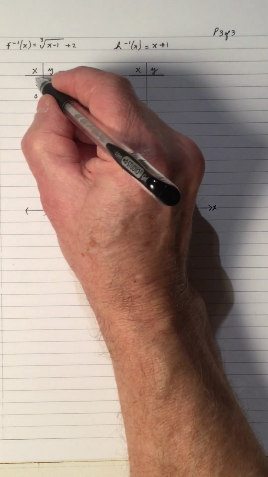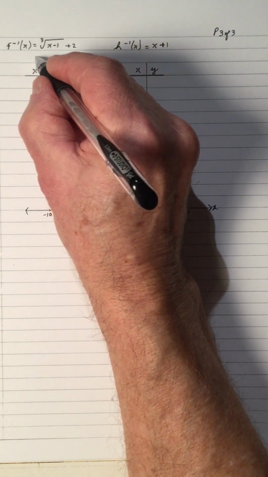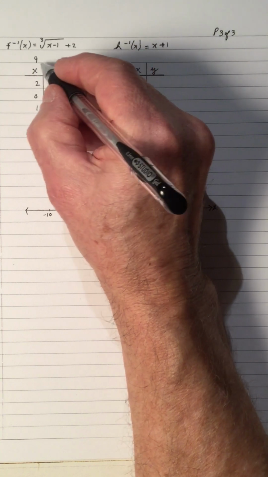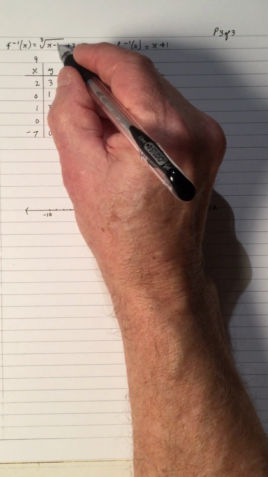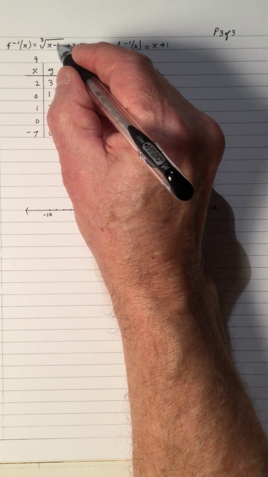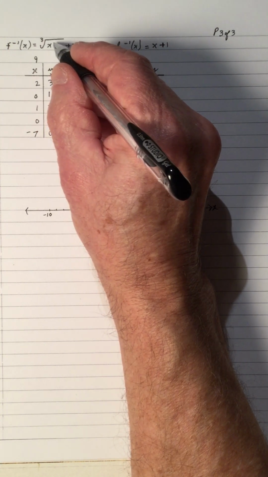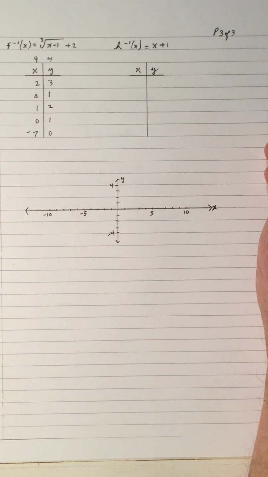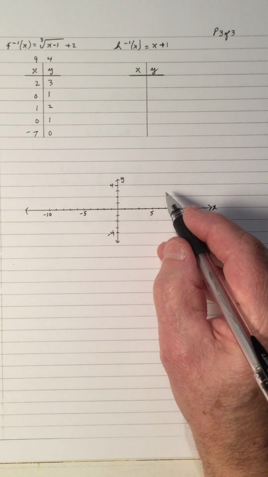And just to go further, let's put a 9 in, and I get an 8. The cube root of 8 is 2, so 2 plus 2 is 4, so 9 gives me a 4. Okay, we have that one. Let's plot that one now.